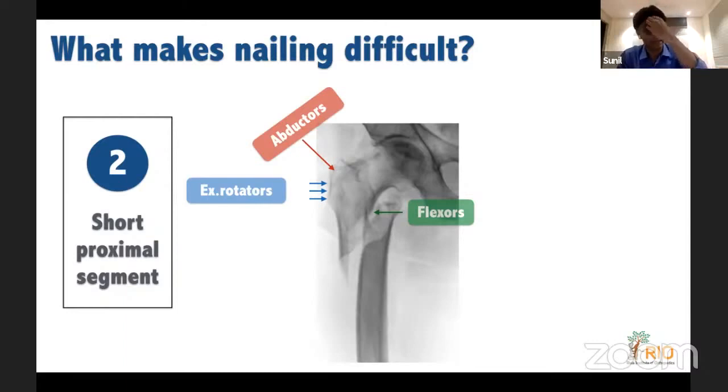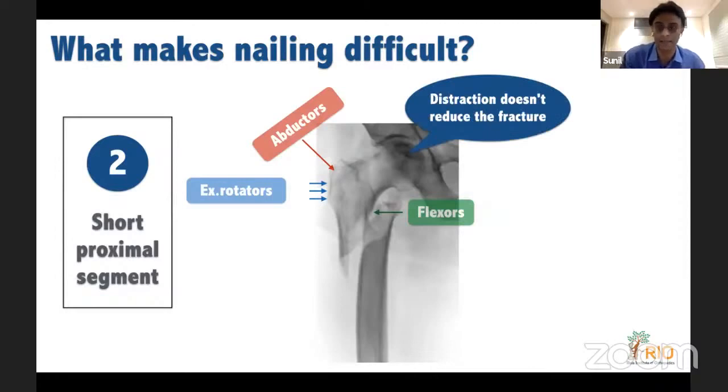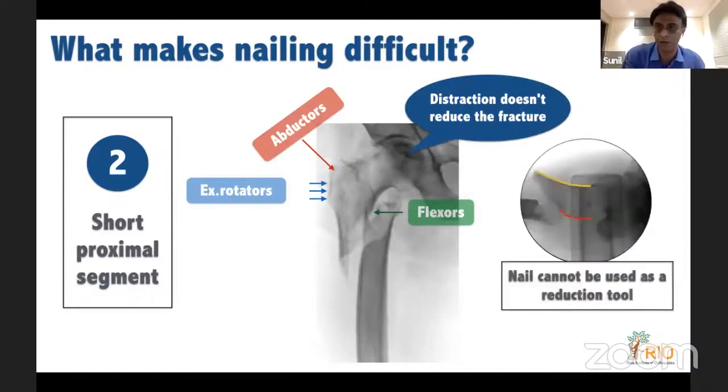But when you go higher, it is much, much more difficult because all these muscular forces, the abductors, external rotators, and the hip flexors, tend to be concentrated on that small fragment, making reduction extremely difficult because it is multiplanar. And as I said, distraction will not reduce the fracture and you have to rely on different means. And will my nail reduce a fracture? No, because the proximal fragment is too short and sometimes the posterior segment of the proximal fragment is often much shorter. So you will not have an intramedullary reduction tool available and you need to rely on surface techniques.